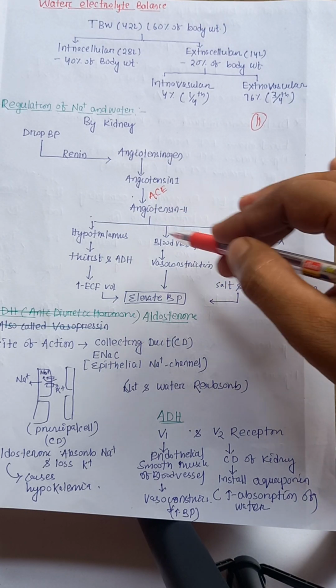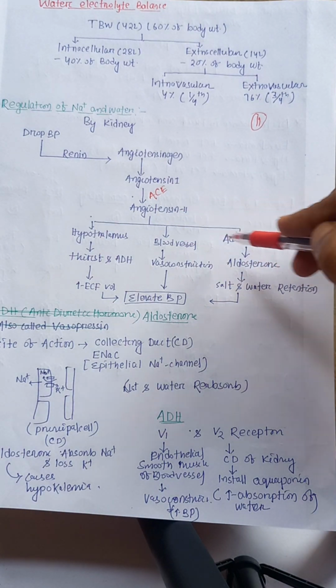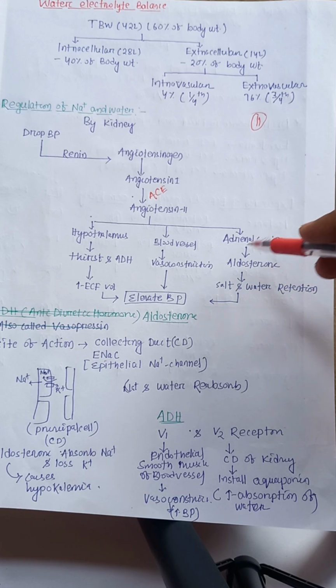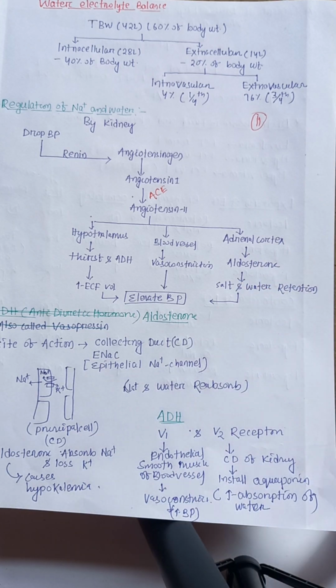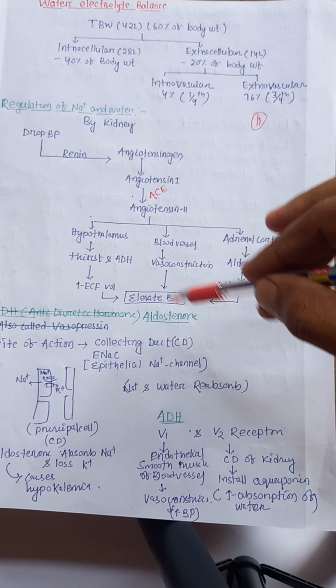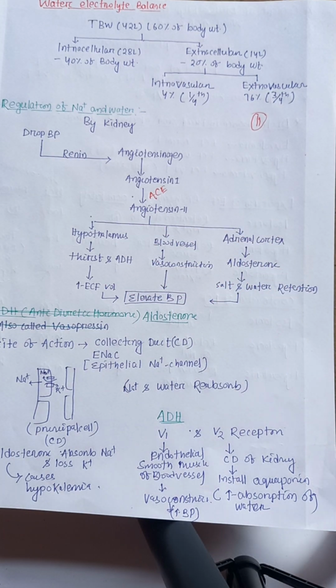Angiotensin 2 has many functions. It will go to the adrenal cortex and cause aldosterone release, and aldosterone is responsible for sodium and water retention. If there is sodium and water retention, they will elevate the BP. Blood pressure means, if volume decreases, BP decreases, and if volume increases, BP increases. So a drop in BP is nothing but due to decreased blood volume, or extracellular fluid volume. That's why all of this will try to restore the volume to maintain the BP.